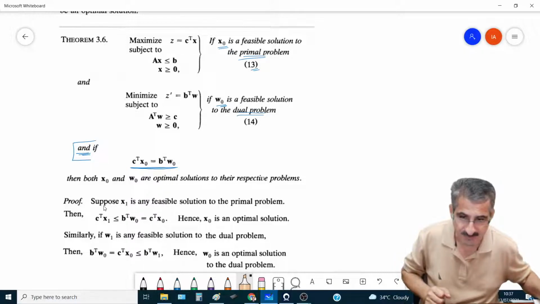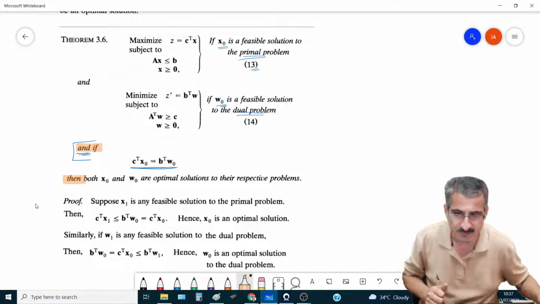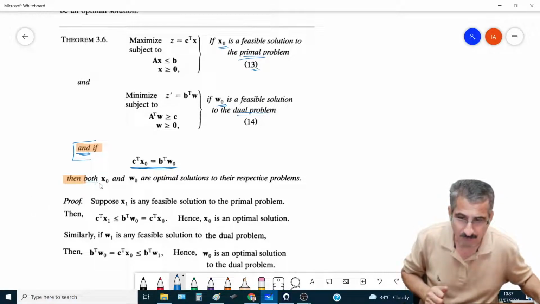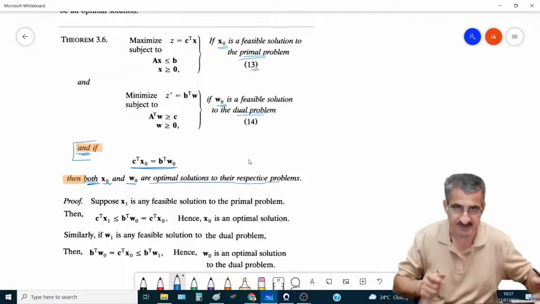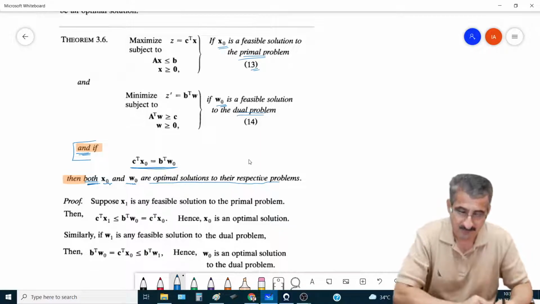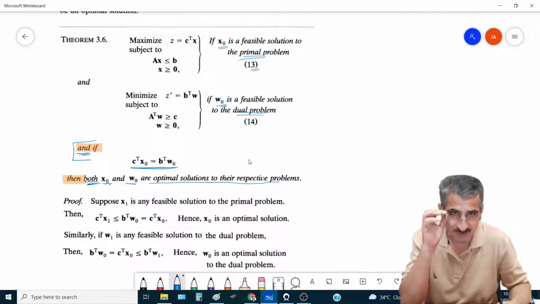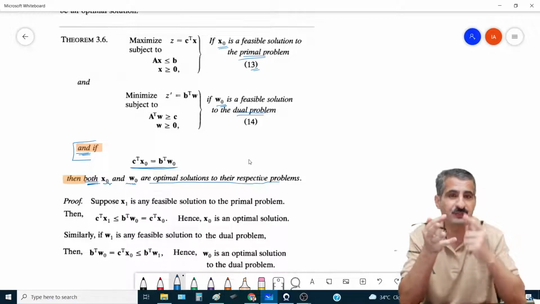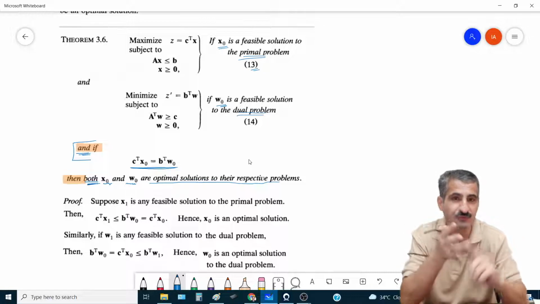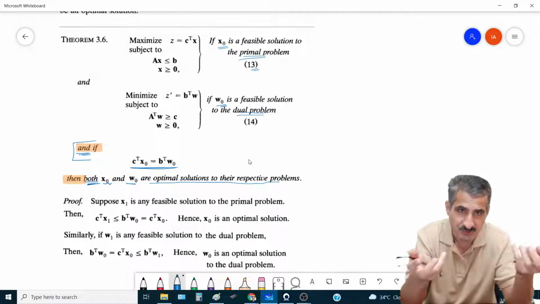then this is the conclusion: both X naught and W naught are optimal solutions for their respective problems, which means X naught is an optimal solution for the primal problem, and W naught is the optimal solution for the dual problem. So what conditions do we need? X naught is a solution for the original, W naught is a solution for the dual, but the objective functions here and here have the same value at X naught and W naught.